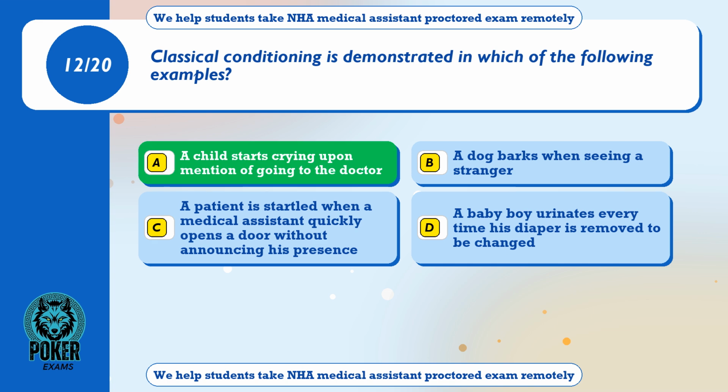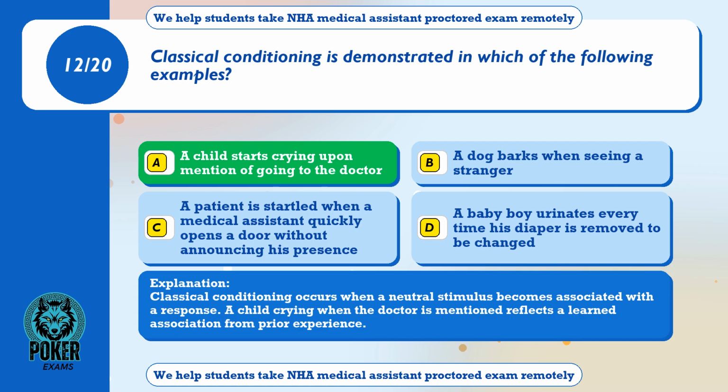The correct answer is option A. A child starts crying upon mention of going to the doctor. Classical conditioning occurs when a neutral stimulus becomes associated with a response. A child crying when the doctor is mentioned reflects a learned association from prior experience.